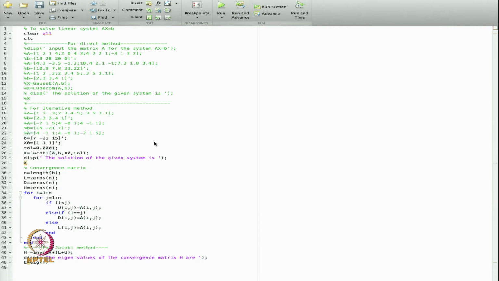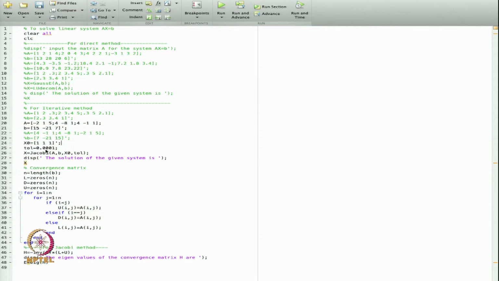Now this is the matrix I have started with: -2 1 5, 4 -8 1, and 4 -1 1, and the right hand side is a column vector. This is what I started with on the slides. So now this is my initial value I am passing. For example, I am taking 1 1 1.